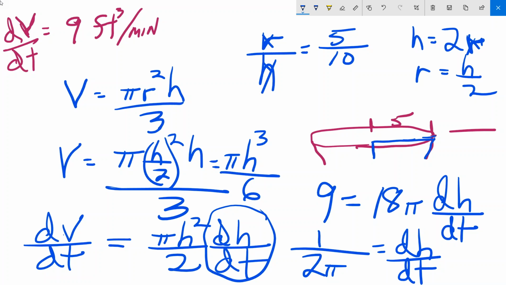In other words, h is currently at 6 feet. Where's h going to be 5 seconds from now? Bigger than 6 feet, right? The height is going up on this cone as water is being added to it. The reverse would be water leaking out of the cone, and then, of course, dV/dt would be a negative number, and dh/dt would also come out negative. That's right. Okay, so that is our answer.